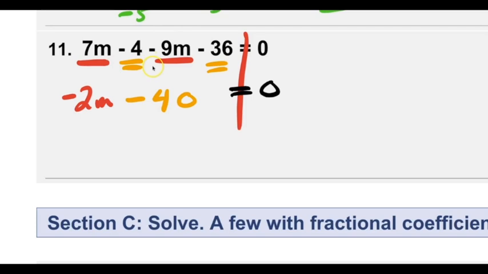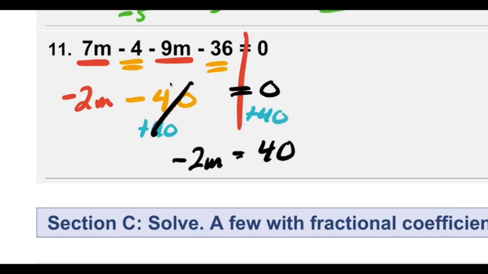And then we're gonna keep on solving it. I want to get the variable by itself, so let's get rid of that -40. So we're gonna add 40 to both sides. These cancel. I get -2m is equal to 40. Then we're just gonna divide by -2. And you're gonna get m equals -20.